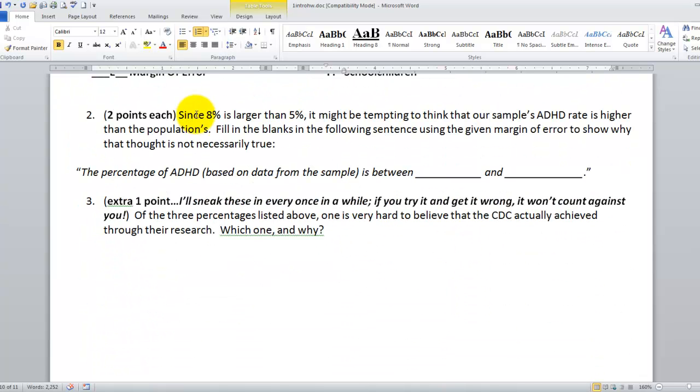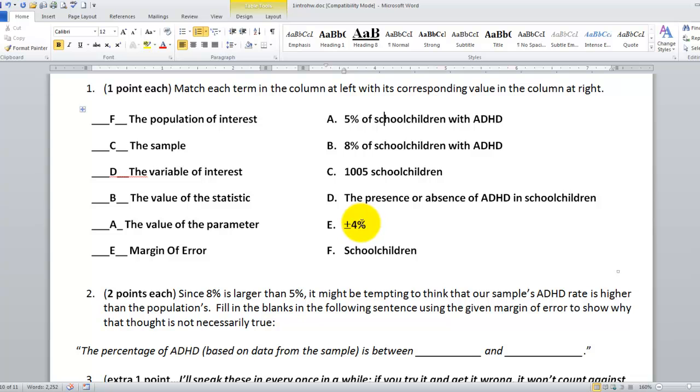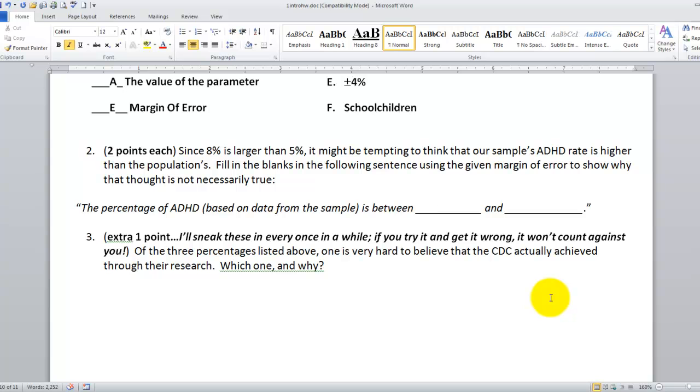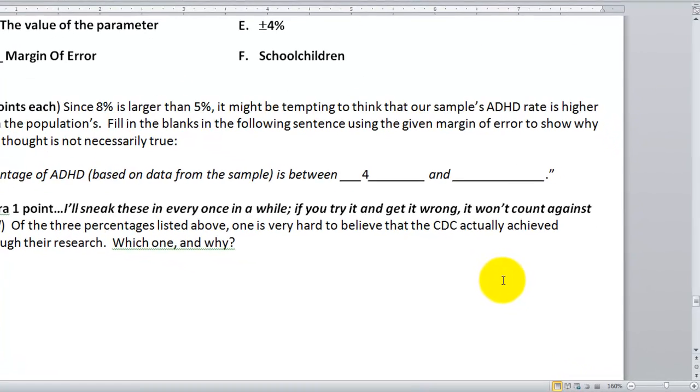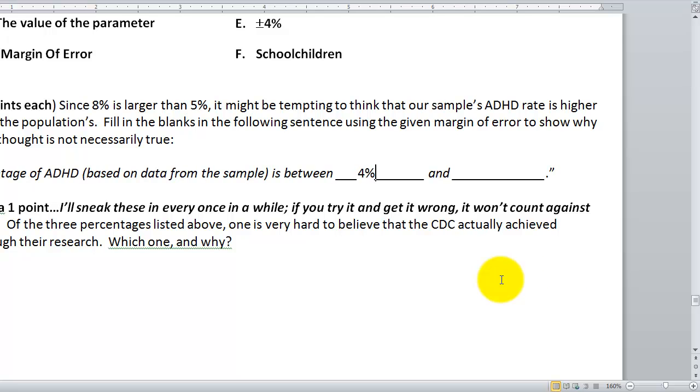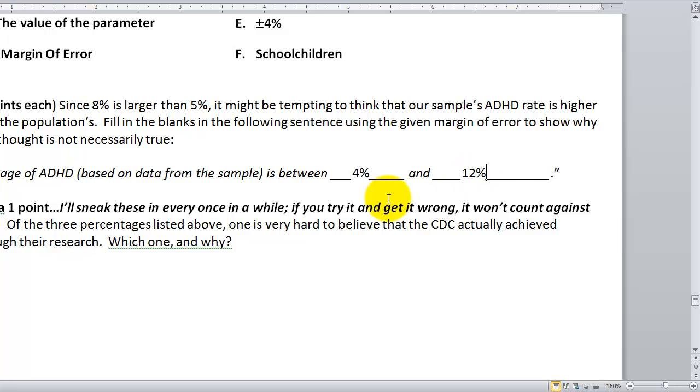Down here, 8% is larger than 5%. It might be tempting to think our sample's rate is higher, but we have to use that margin of error with that sample value of 8%. So you have to add and subtract that 4% from the 8%. 4% away from 8% is 4%, and 4% added to 8% is 12%. So it might be as low as 4% or as high as 12%.